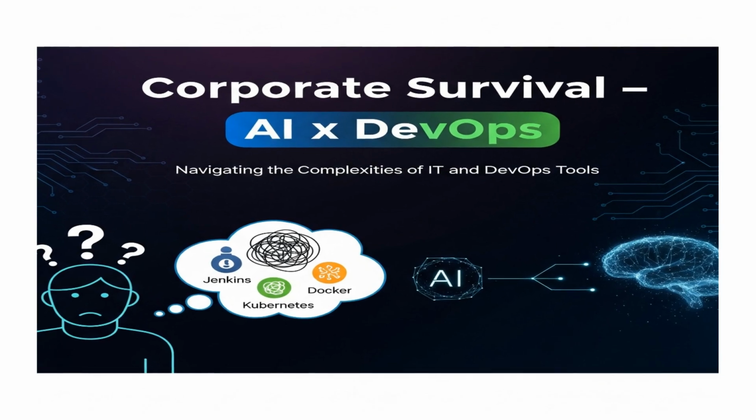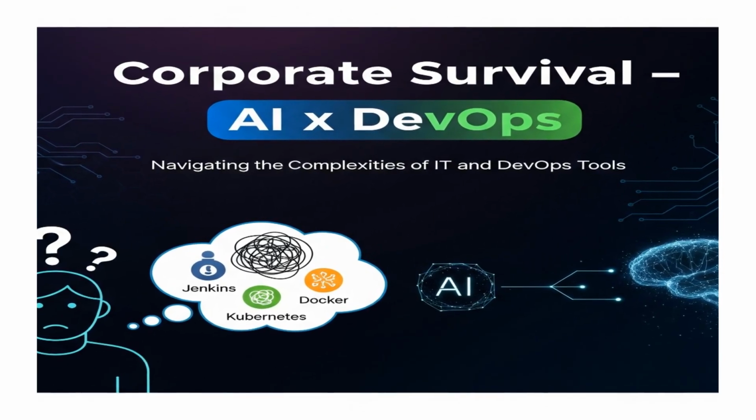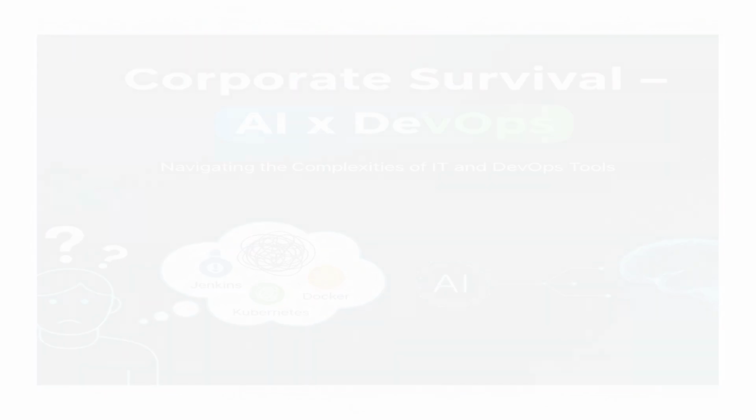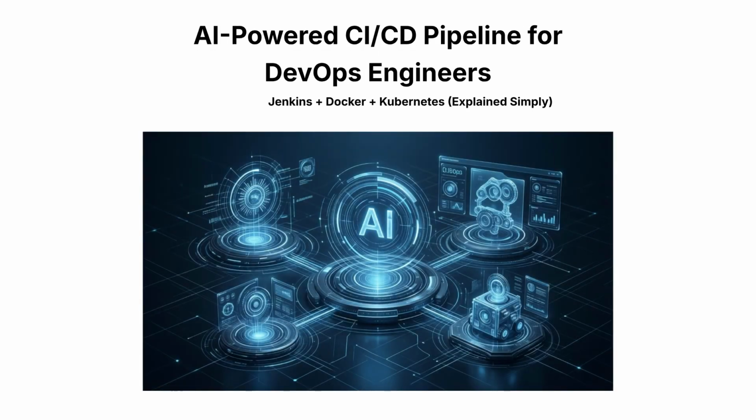If you are working in IT or DevOps and feel that tools like Jenkins, Docker, or Kubernetes are confusing, trust me, you are not alone. In this video, I will explain a real-world CI/CD pipeline using Jenkins, Docker, and Kubernetes, and I will also show where AI fits into this entire process. This video is theory-focused and beginner-friendly. No heavy coding. Just clear, structured explanations to help you understand the fundamentals.